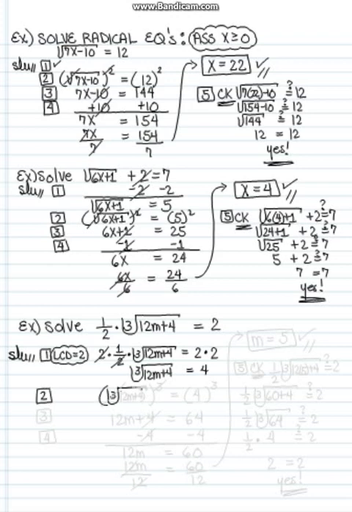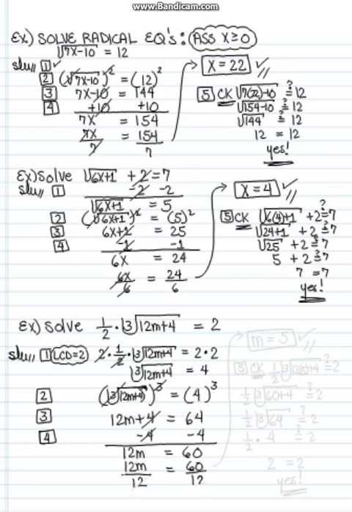Step 2, we're going to eliminate the radical by raising both sides to the power of the index. So in this case, it's a cube root. We're raising both sides to the third power. The cube root and the third power cancel each other, and we're left with 12m plus 4 equals the right side. 4 times 4 times 4 is 64. Last step, solve for m, move the 4 over. We get 12m equals 60, then divide both sides by the coefficient 12. We get m equals 60 divided by 12, which is 5.